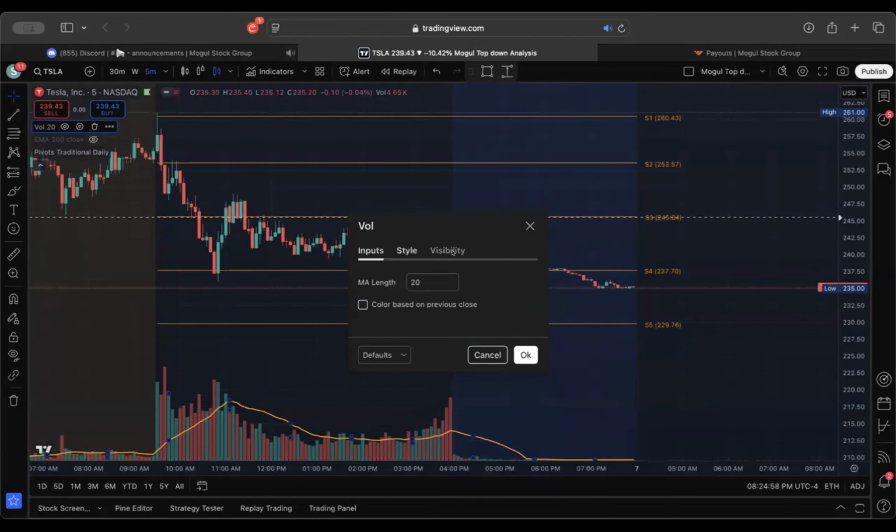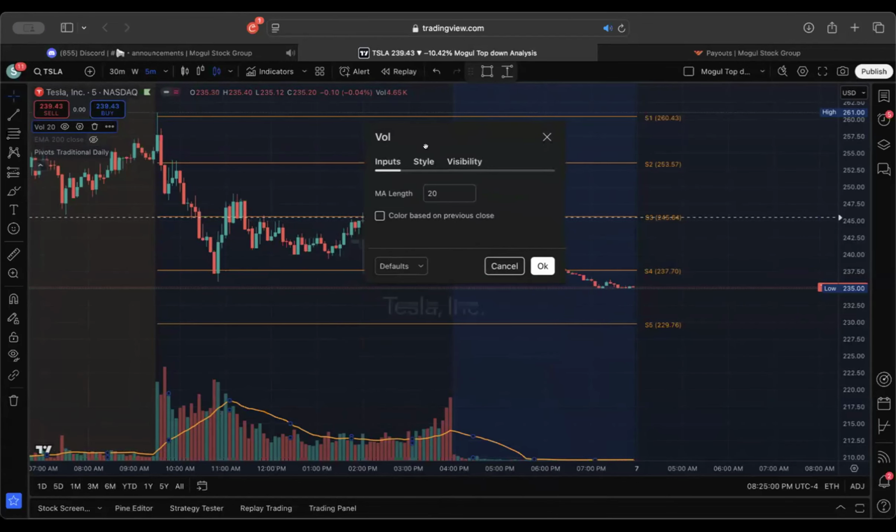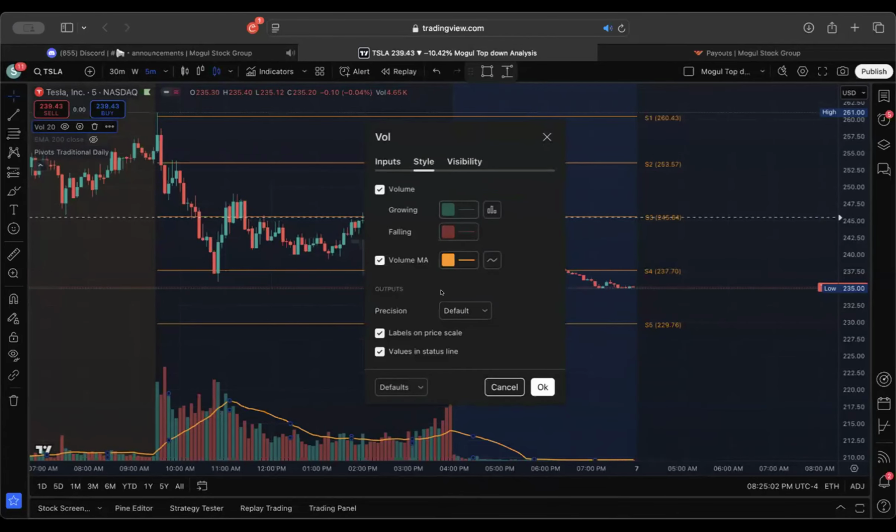So when you guys go to your volume, and it's crazy you have to do this. When it comes to TradingView, you're going to go to your volume, go to the style, and turn on your volume moving average. Your volume moving average. Do you guys see it there?